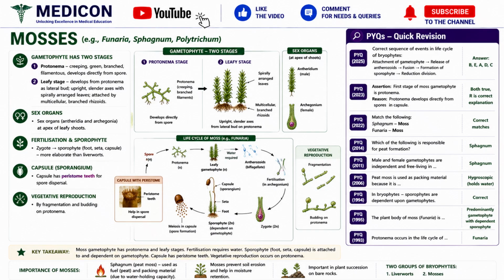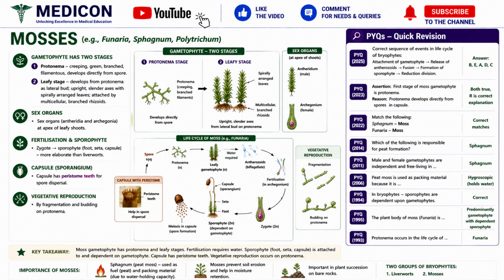Let's see the structural explanation also. You can see the diagram here. The gametophyte has two stages. One stage is the protonema stage and the other is called the leafy stage. The protonema stage develops directly from spore, creeping, branched and filamentous, whereas the leafy stage has spirally arranged leaves, multicellular branched rhizoids, and it is an upright, slender axis from a lateral bud on the protonema. The sex organs are at the apex of the shoots; antheridium is male and archegonium is female.